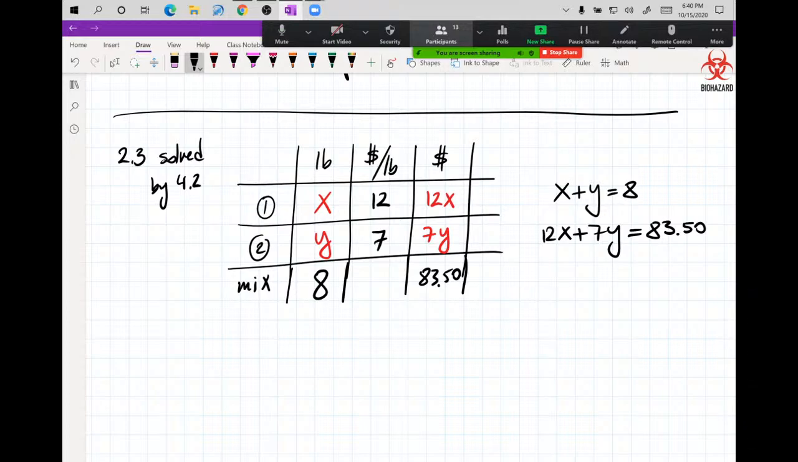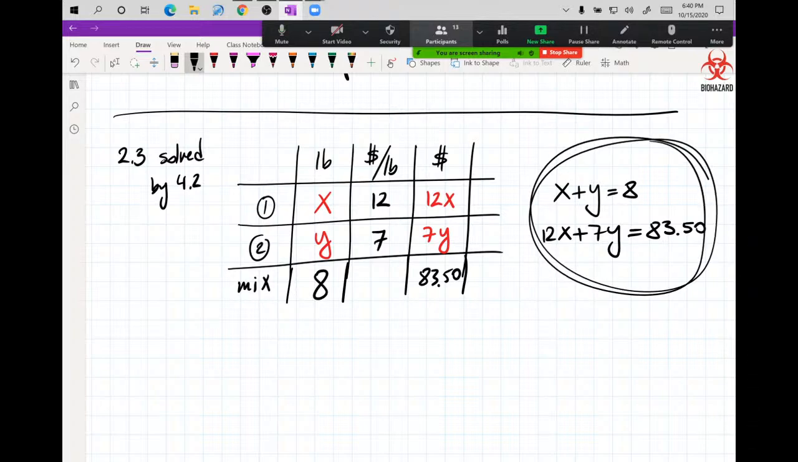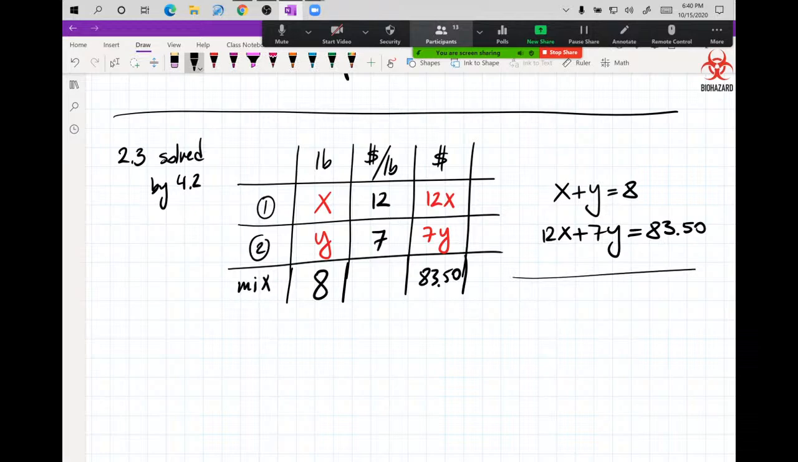So again, the problems for 2.3 and 4.2 are the same problems. You can solve it with either of the two methods. Some people don't like that 8 minus x, so for them, this would be the preferred way of solving. So now you have two equations again, two unknown quantities, x and y, where one is the weight for the organic coffee and the other one is the weight for the, I guess, non-organic, whatever it's called.